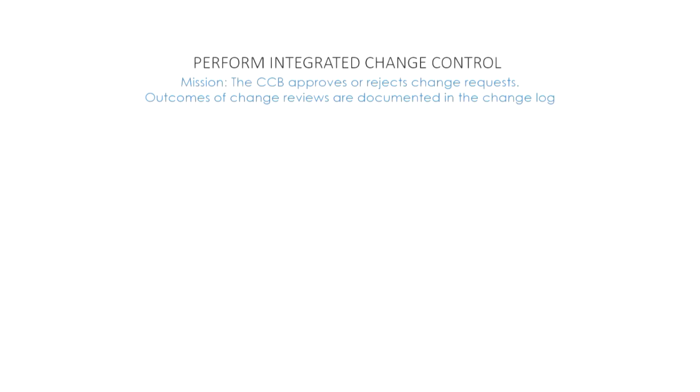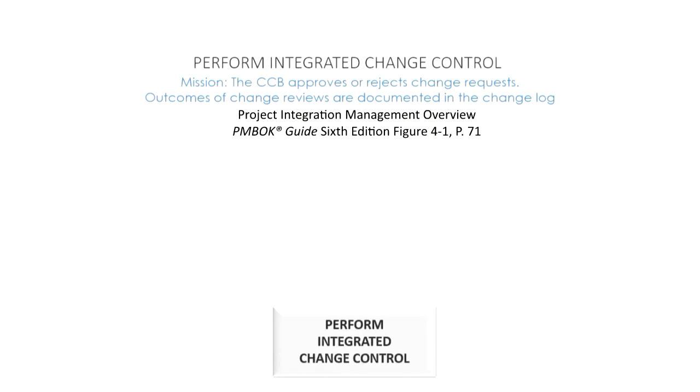In most circumstances, I want you to think about change requests being reviewed by a body of people known as the Change Control Board. Take a look at the screen. This process is all about the Change Control Board approving or rejecting change requests. Outcomes of change reviews are documented in the change log. Again, there is a formal document where all change request information is captured, and that's called a change log.